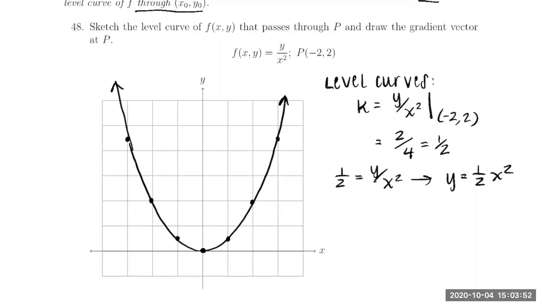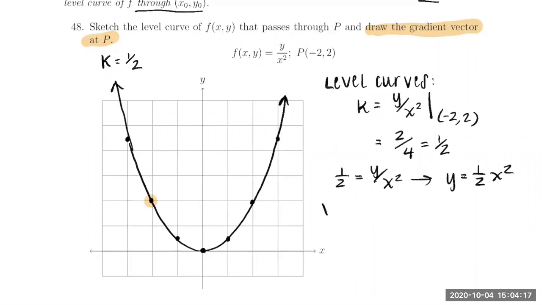All right, so here's our level curve for k equals 1/2. So now what we would like to do is draw the gradient vector at that particular point. So let me just highlight that point here that we care about. It's at -2, 2, right here. So I highlighted it in orange. So now what we would like to do is draw the gradient at this point.